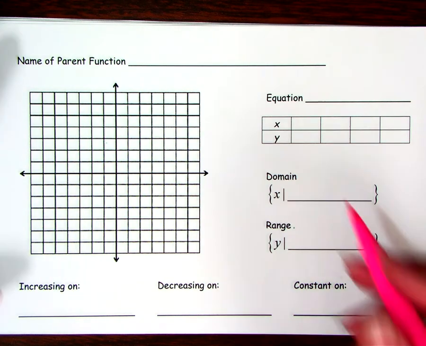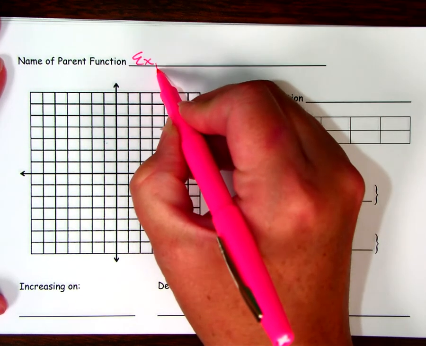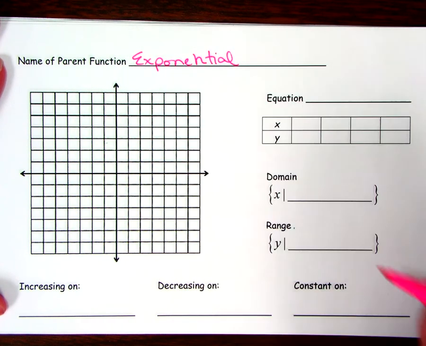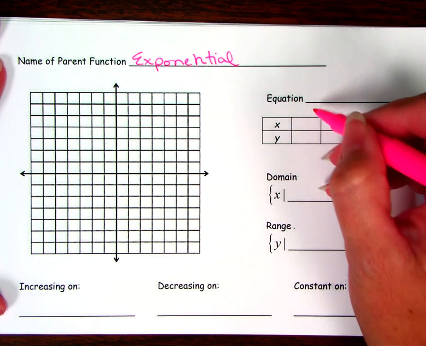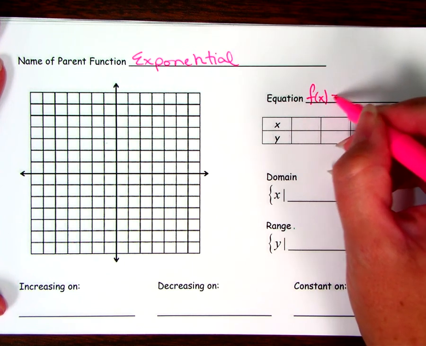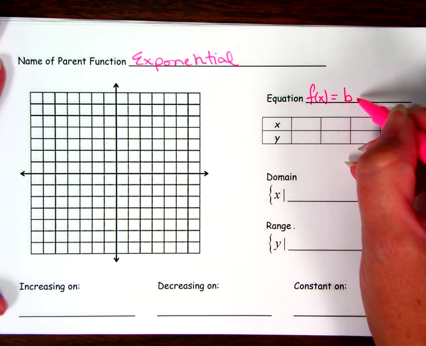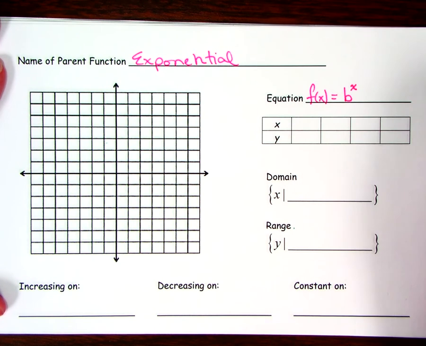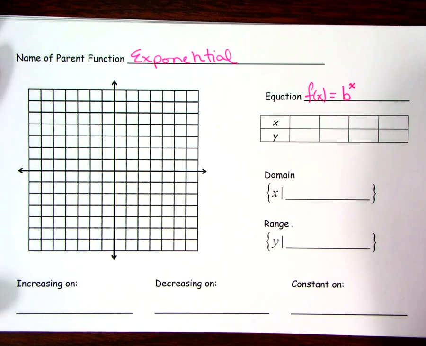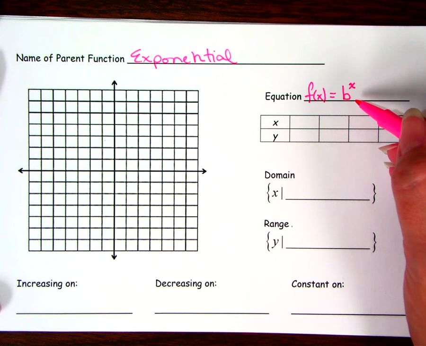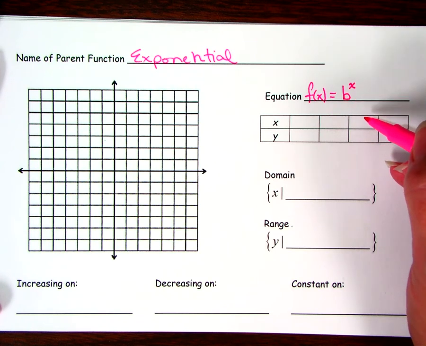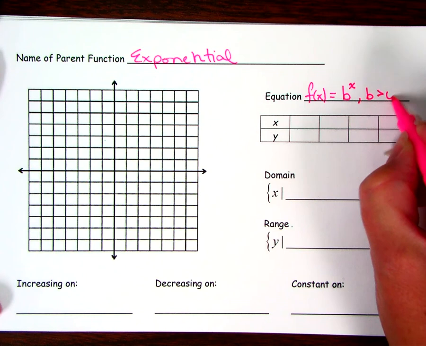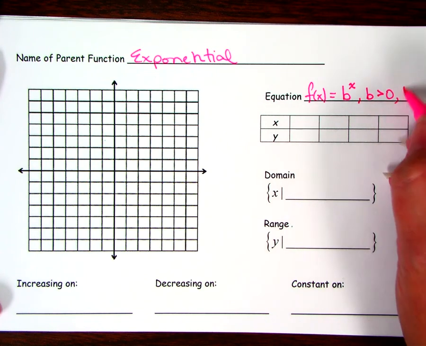This is the exponential parent function. The equation of this function is f of x is equal to some number, we'll call it b as in base, to the power x. This number b can be any positive number except for 1.